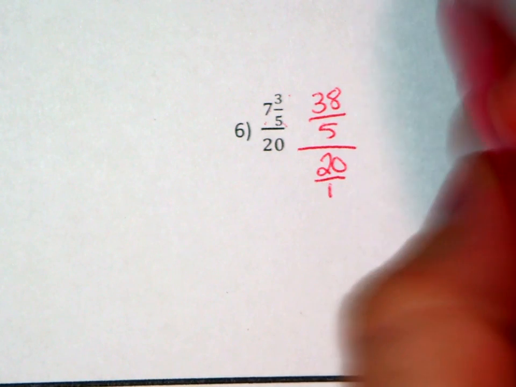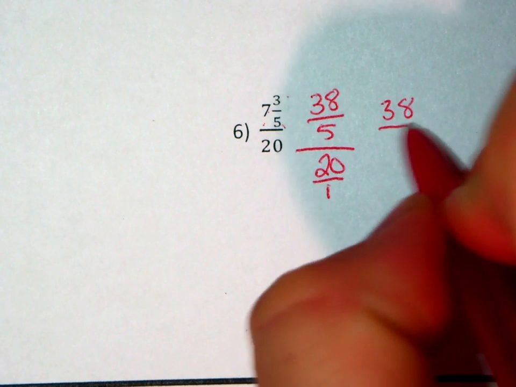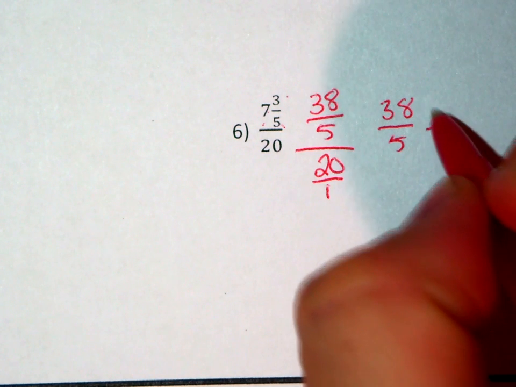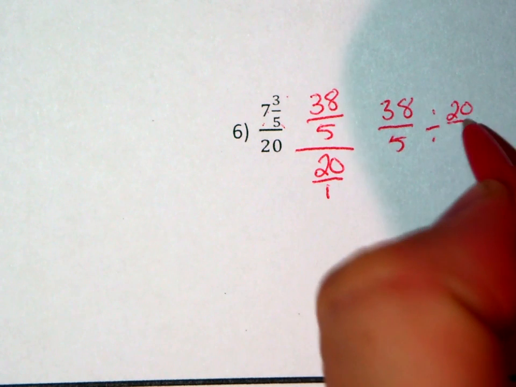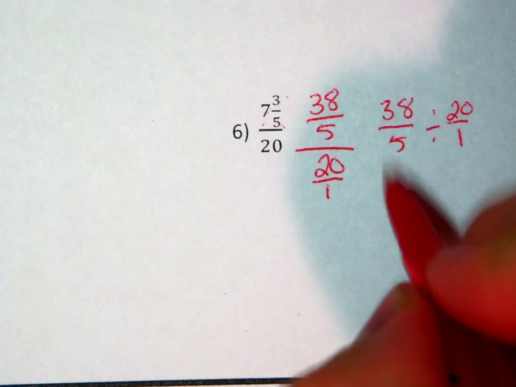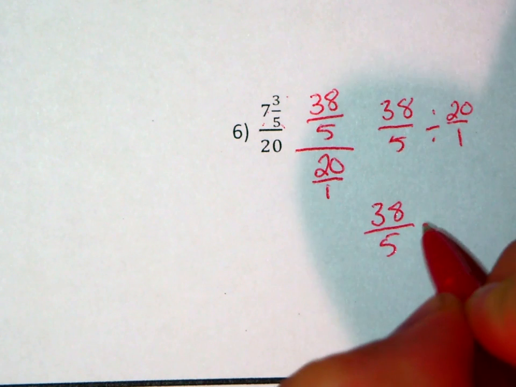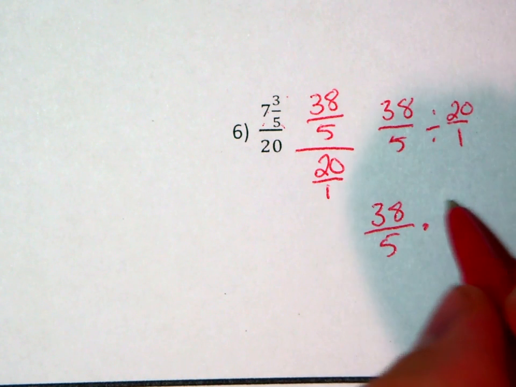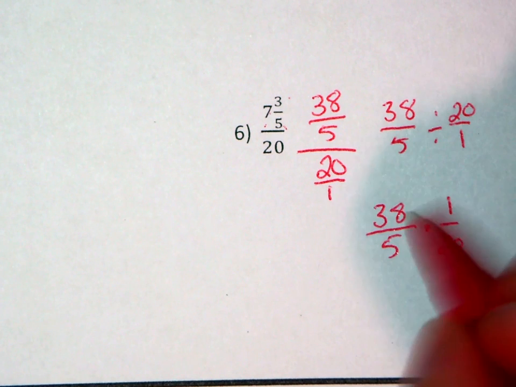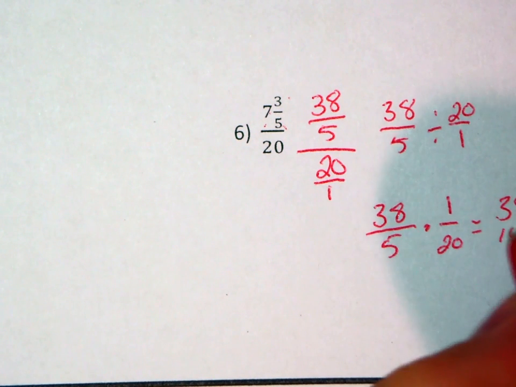And so now, as always, I'm going to encourage you to write it out horizontally, 38 over 5 divided by 20 over 1. Is the same as 38 over 5 times, keep it, change it, flip it, 1 over 20. 38 times 1 is 38. 5 times 20 is 100.